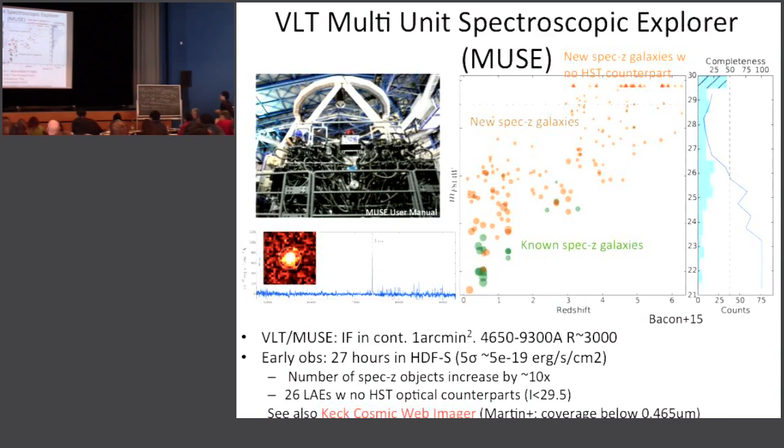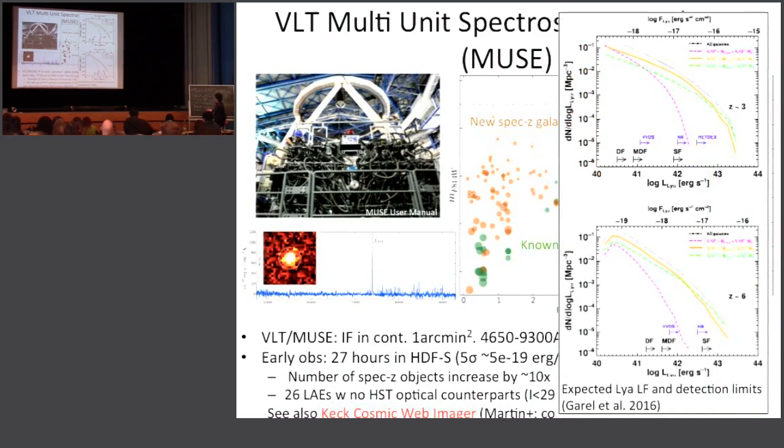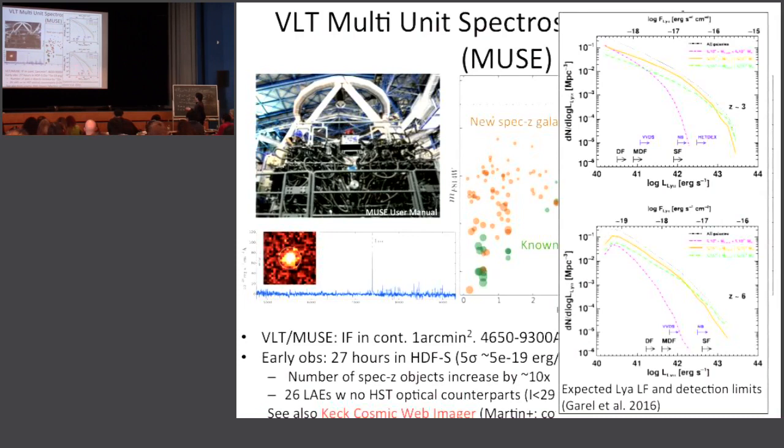And they are now carrying out a shallow survey, a medium deep survey, and deep field surveys, and they are now targeting very faint Lyman-alpha emitters, reaching around 10 to the 41st of Lyman-alpha luminosity.